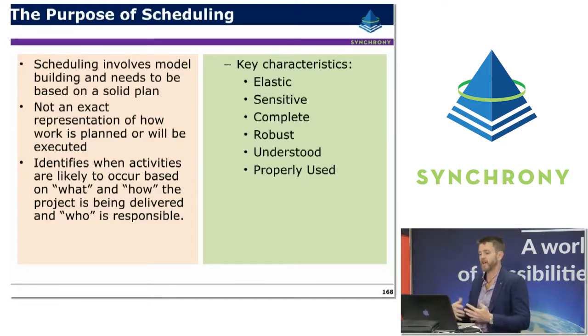It identifies when activities are likely to occur based on what and how the project is being delivered and who is responsible. But the key characteristics are that it's elastic, it's sensitive to change, it needs to be complete, so it needs to cover the full scope of work. It needs to be robust, so it needs to be linked and integrated properly. It needs to be understood by the project team, and it needs to be used properly. So it needs to be used for the purpose of representing the plan and communicating the detailed plan of how we're going to do the work, not misused to enhance or overstate claims or any other purposes.